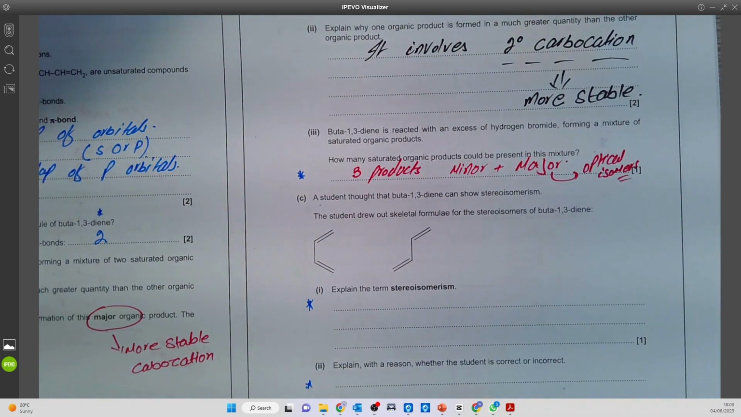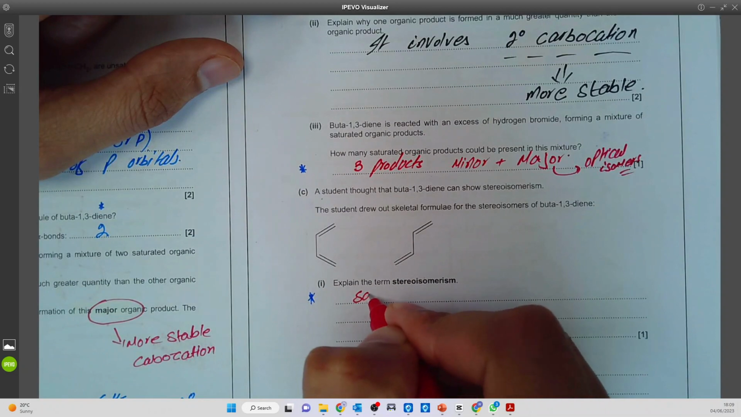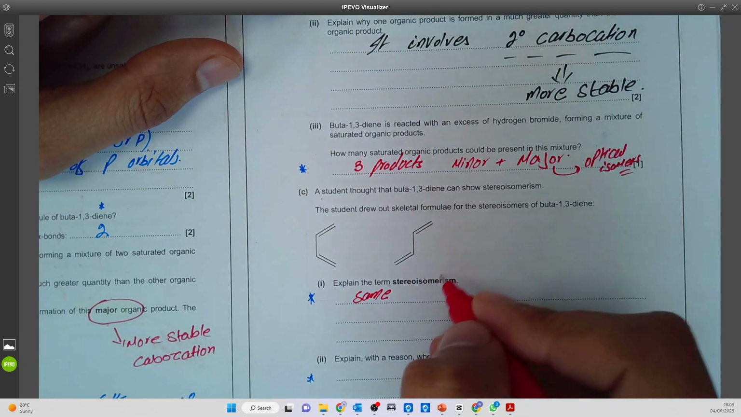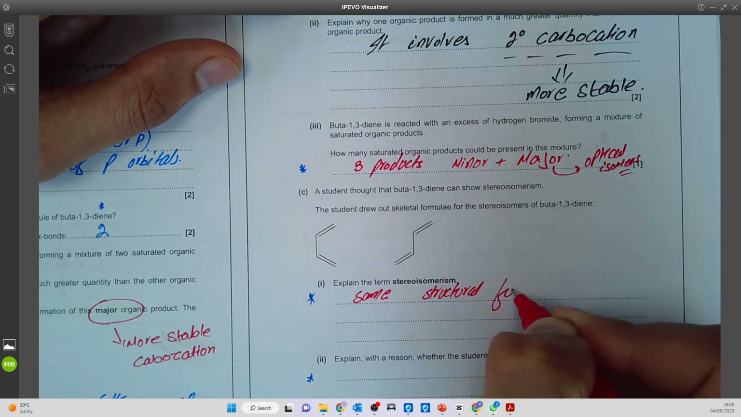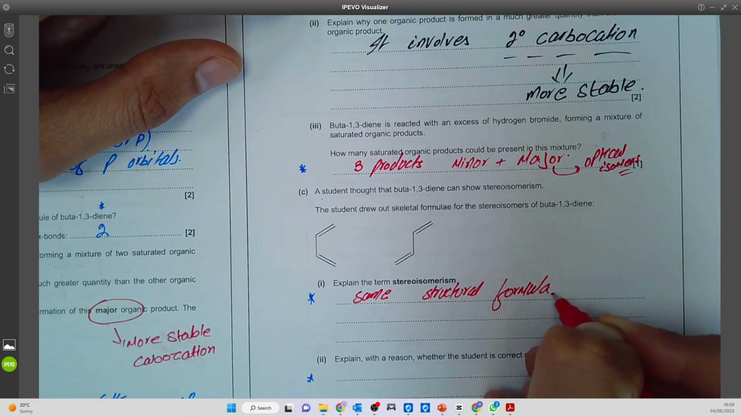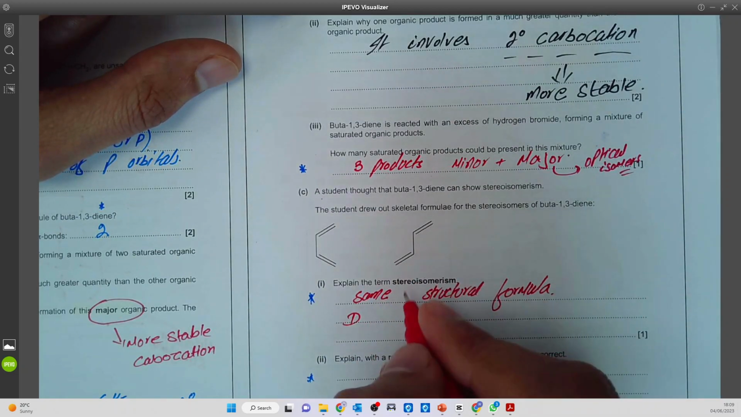Yeah. Okay. Now, the next question says a student thought that buta-1,3-diene can show stereoisomerism. The student drew out the skeletal formula for the stereoisomers of buta-1,3-diene. Explain the term stereoisomerism. It's the same structural formula, but they have a different arrangement of atoms in space.